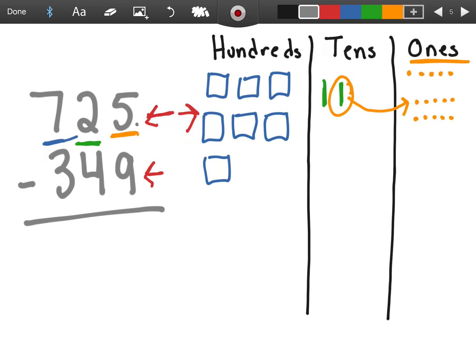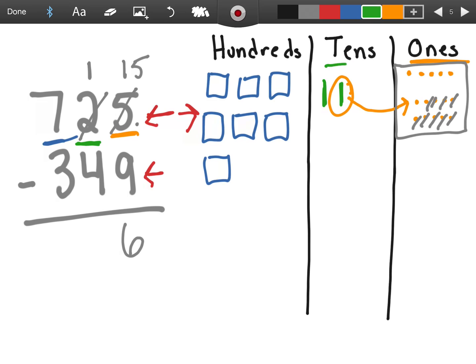So we couldn't take 9 away from 5, so we had to borrow from the tens. That becomes 15, because now we have 15 ones over here rather than 5. We're going to take away 9, leaving us with 6 ones. And then we have 1 ten and we want to take away 4.